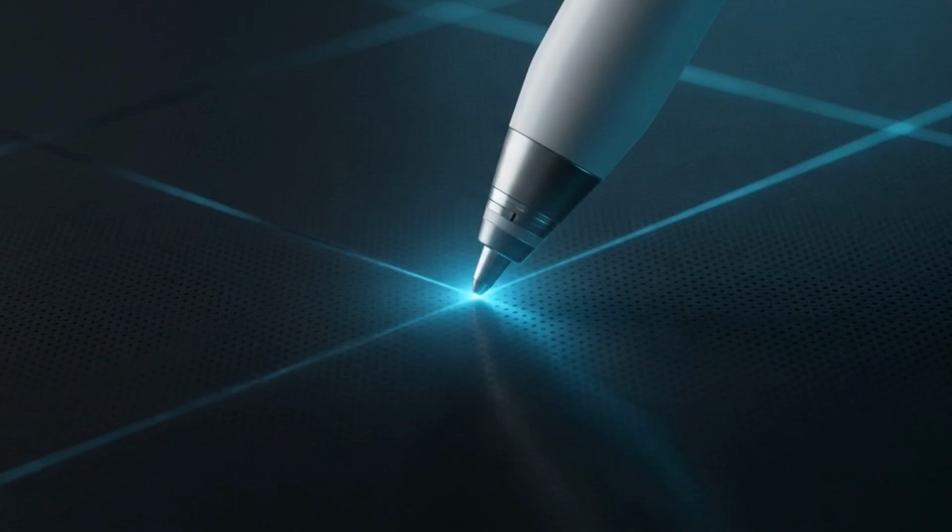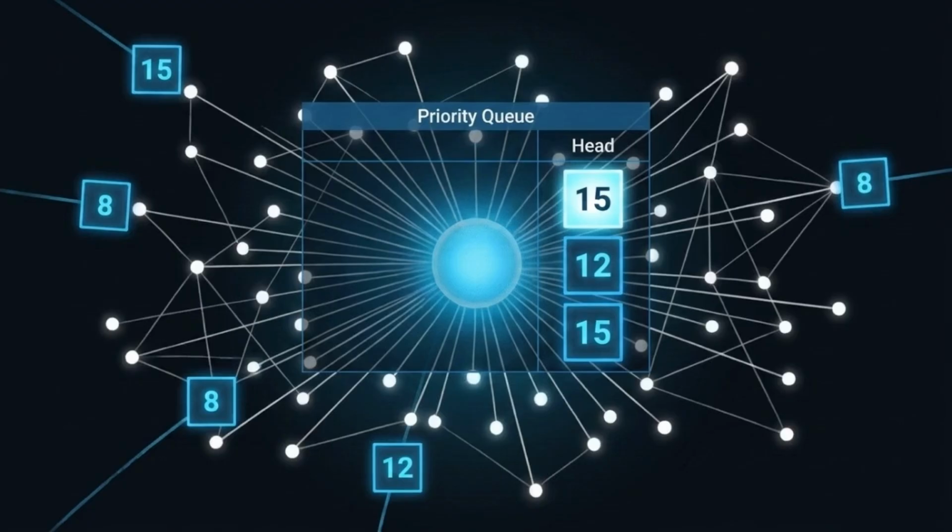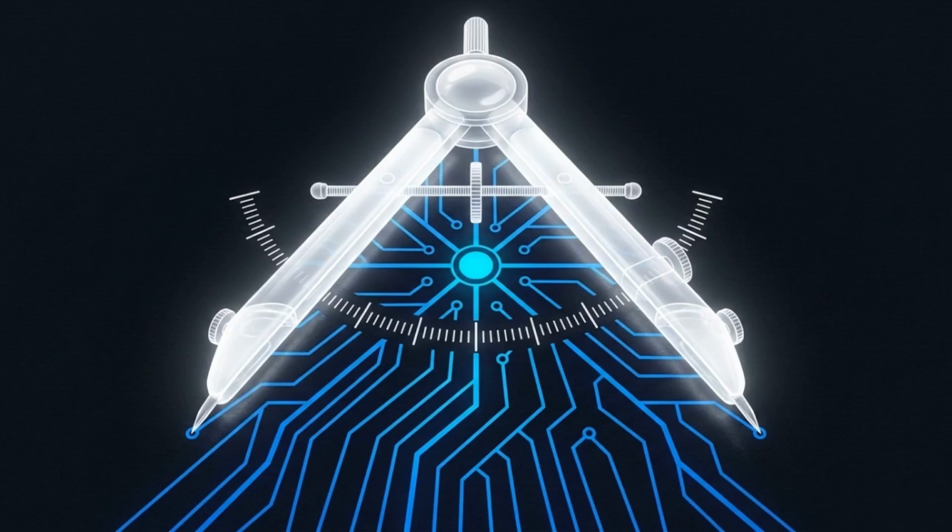In the next lesson, we will apply this strict theory, utilizing a min-heap priority queue to execute a complete step-by-step mathematical dry run, because understanding the absolute rules of the grid is the prerequisite to mastering how to navigate it.